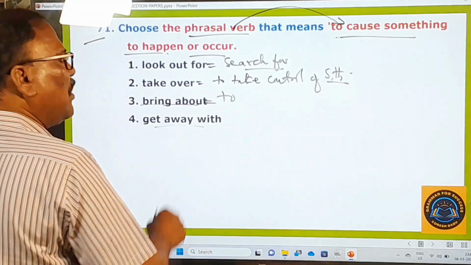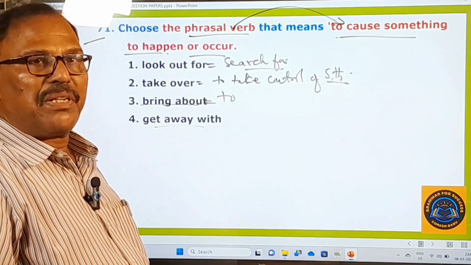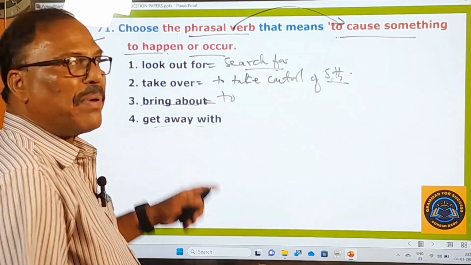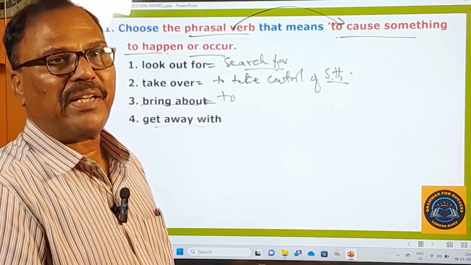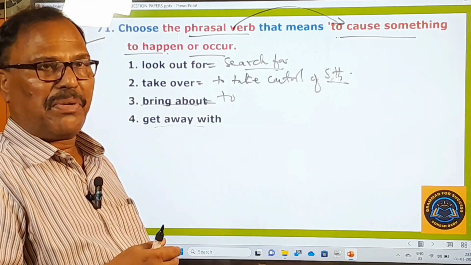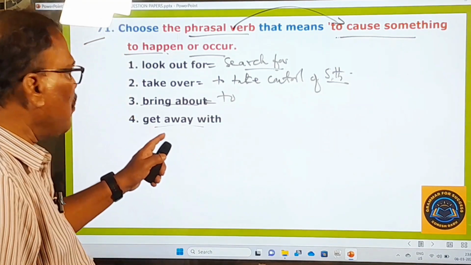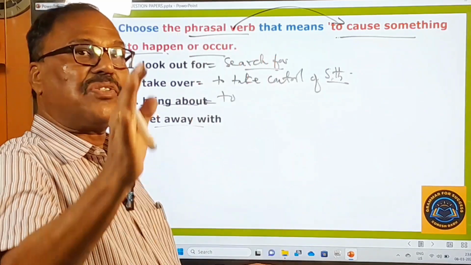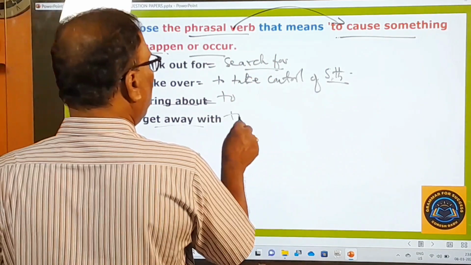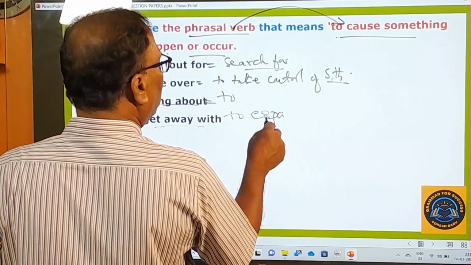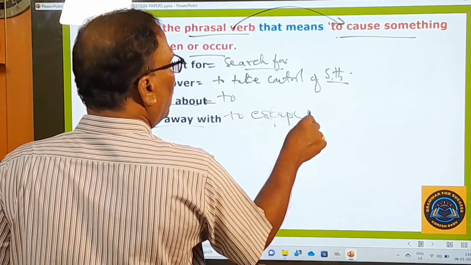Get away with, to escape punishment. You can say the person is trying to get away with misappropriating the government funds. That means after misappropriating the government funds, the man is trying to get away with it. That means he is trying to escape punishment. So, to escape punishment.